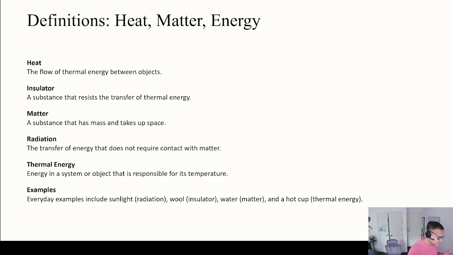Matter is a substance that has mass and takes up space. So anything is matter. You yourself are matter, and your laptop is also matter. Everything is matter. Radiation is transfer of energy that does not require contact with matter. So this transfer of energy happens without matter via electromagnetic waves. Thermal energy is the energy in a system that is responsible for its temperature. And then some examples: sunlight does radiation, wood is an insulator, water is matter, everything is matter, and a hot cup is emitting thermal energy.